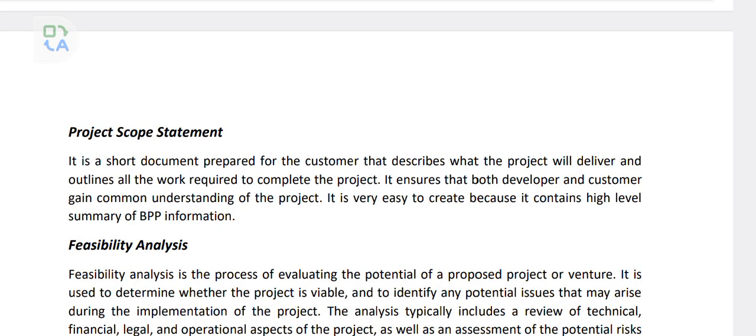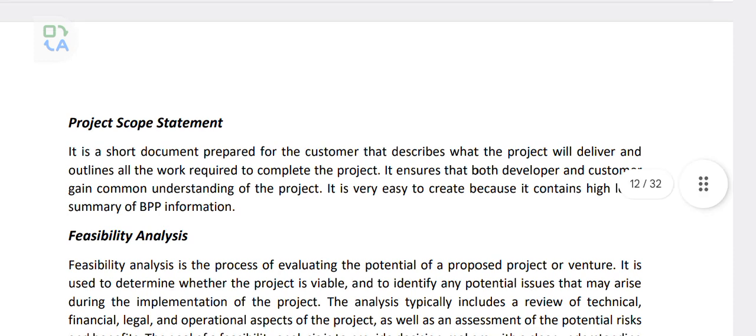Project scope. It is a short document prepared for the customer that describes what the project will deliver and outlines the work required to complete the project. It ensures that the developer and the customer gain a common understanding of the project. It is very easy to create because it contains the high level summary of the BPP information.